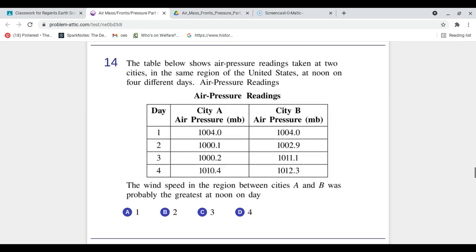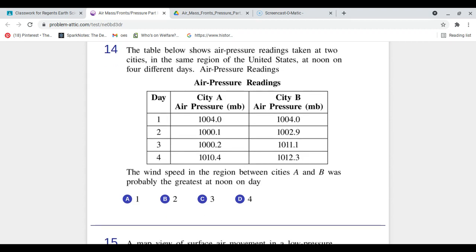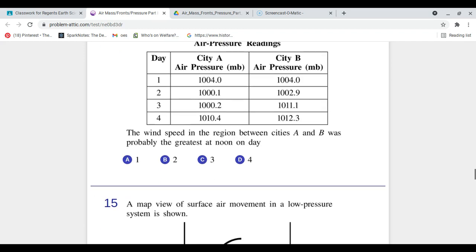Number 14. This table below shows air pressure readings taken at 2 cities in the same region of the U.S. at noon on 4 different days. The wind speed in the region between cities A and B was probably the greatest at noon on what day? One, two, three, or 4.